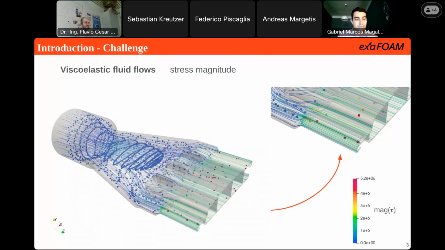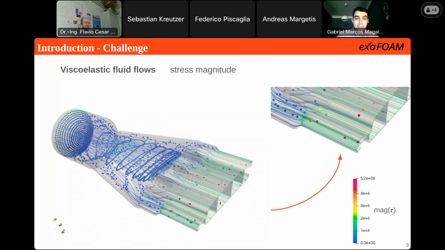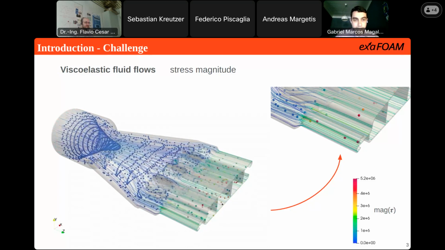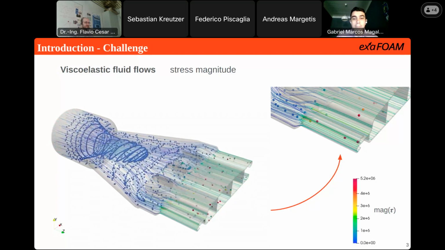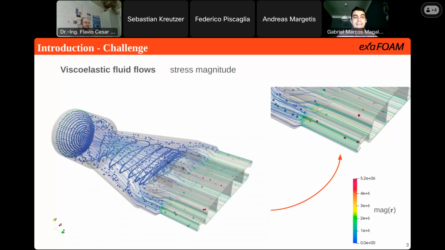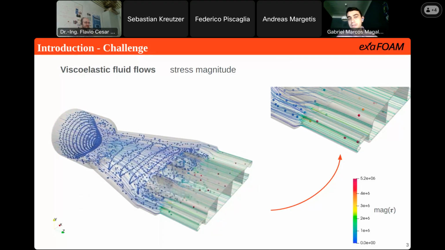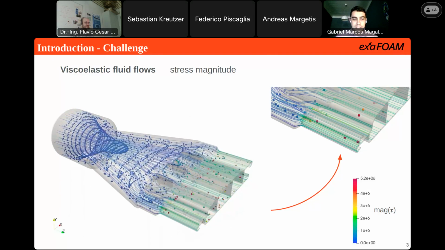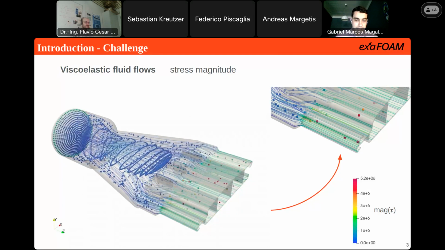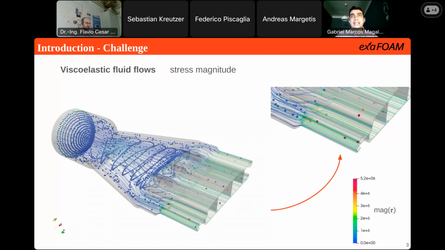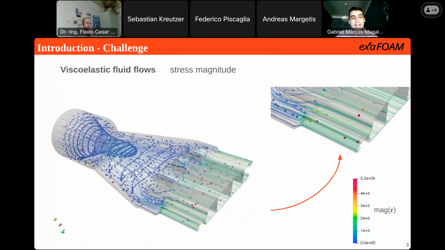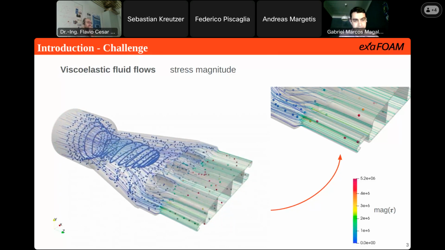a challenge in terms of numerical stability, in terms of the size of the time step, and of the computational cost. So our main goal is to develop and to optimize the methodologies related to viscoelastic fluids to make it possible to simulate complex geometries with complex viscoelastic fluids, leading to the possibility of applying the foam-extend solver in the analysis of industrial cases.